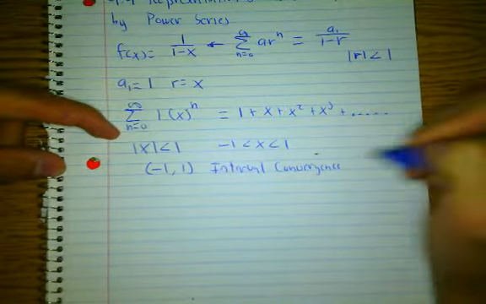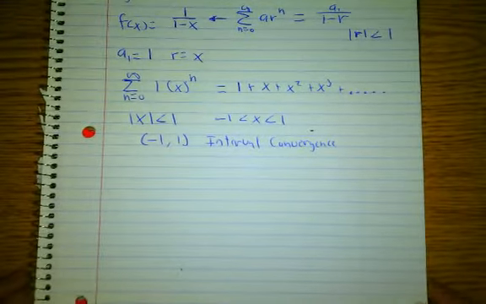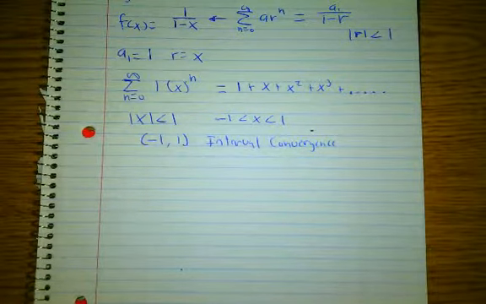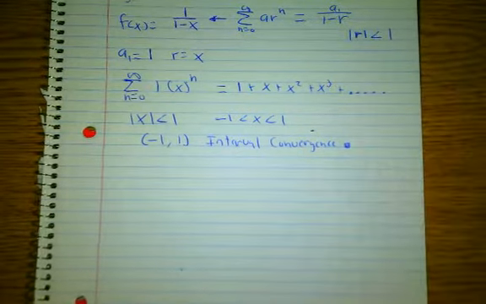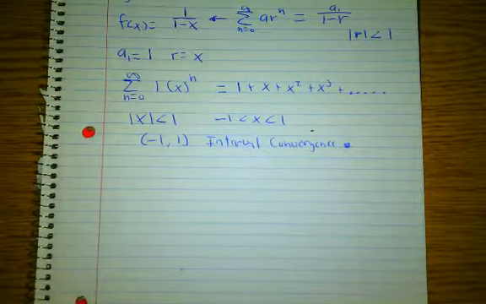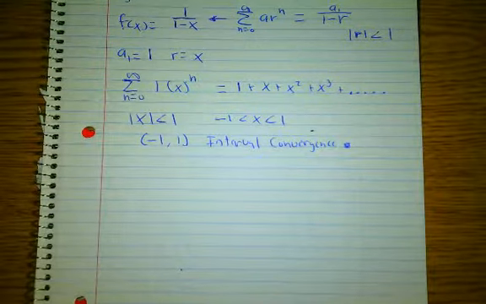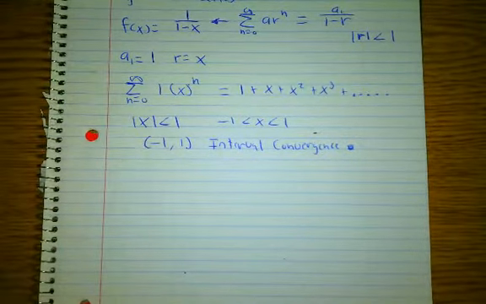Why would I not need to test my endpoints in this one? It's geometric. You know that putting 1 in there will no longer work. Putting negative 1 in there will no longer work. So don't waste your time testing the endpoints, okay? But what if I wanted to work outside of this? Everywhere else it diverges, but I want to find a series that would also work for this function outside of this interval.